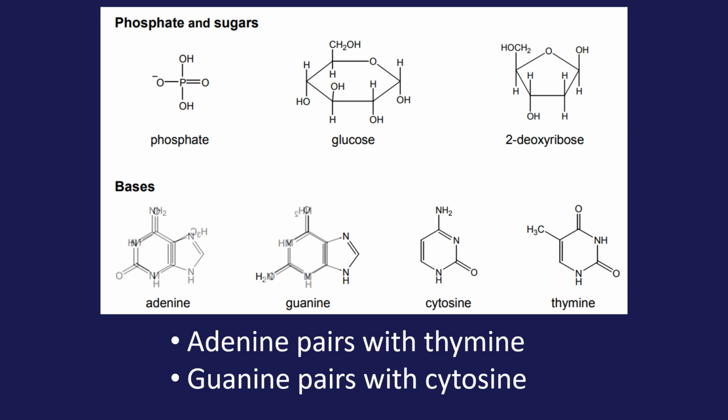And even better, why I'm getting so excited about this, is a bond forms here, a bond forms here. Okay? So we end up with a bond here and a bond here. So you end up with two hydrogen bonds between thymine and adenine, and three hydrogen bonds between guanine and cytosine. Let's see that in a little bit more detail.